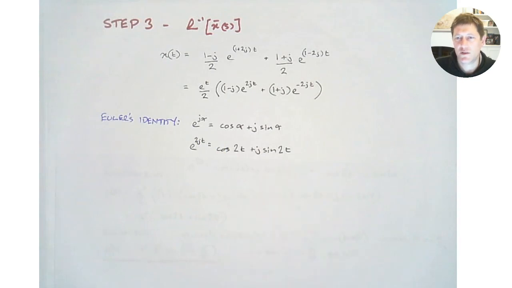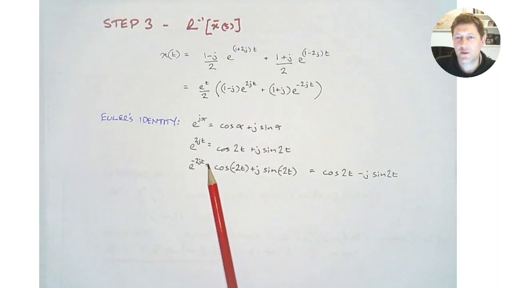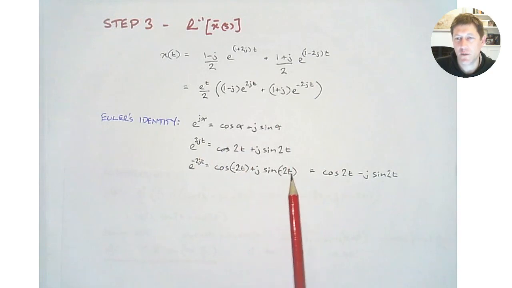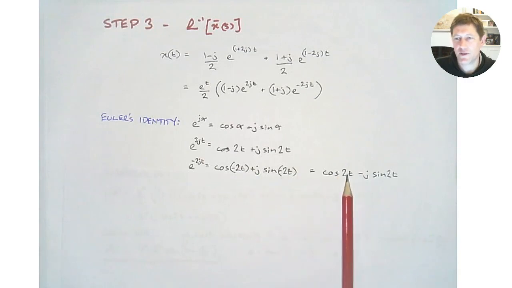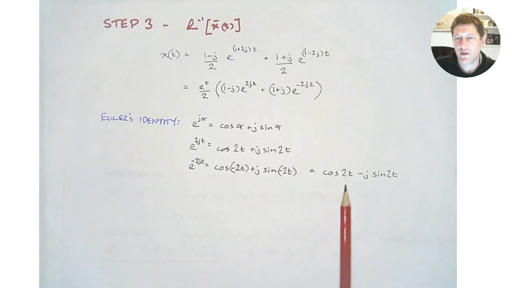So we're just substituting in for alpha. Likewise, e to the minus 2jt, this term here, substituting alpha is equal to minus 2t, and so we have cos minus 2t plus j sine minus 2t, and then we know that cos of minus 2t is equal to cos of 2t, and we know that sine of minus 2t is equal to minus sine 2t. So now we've simplified these expressions.